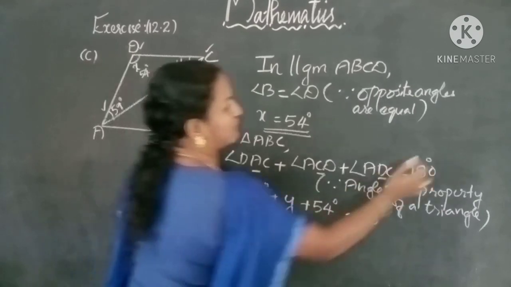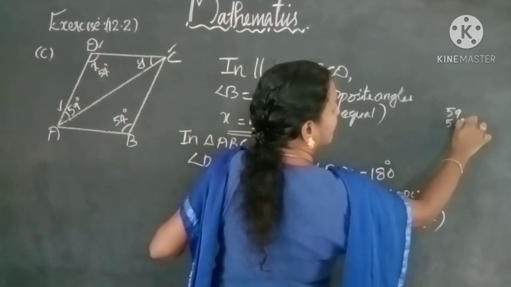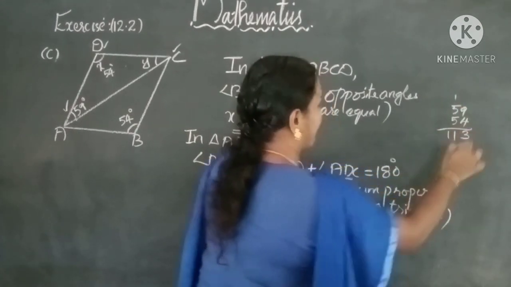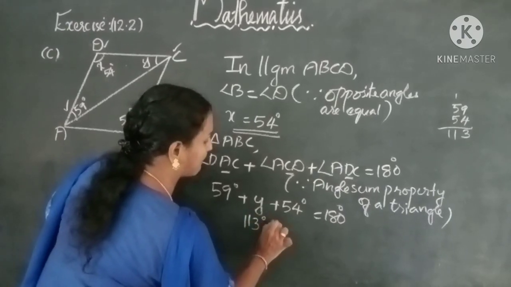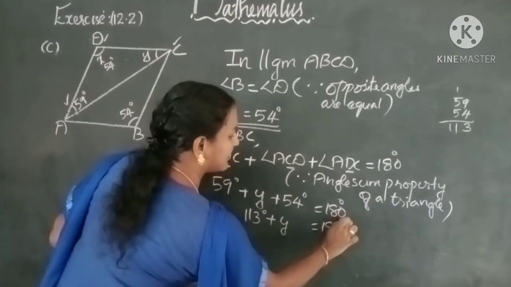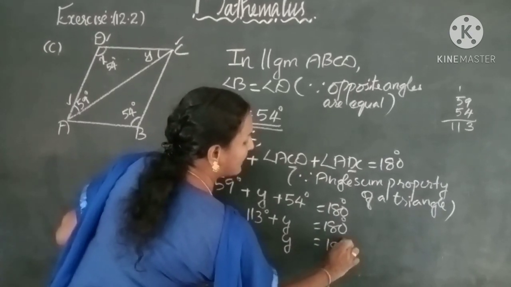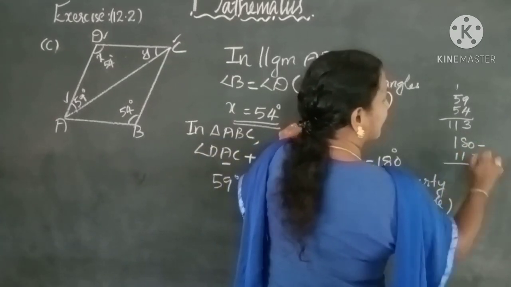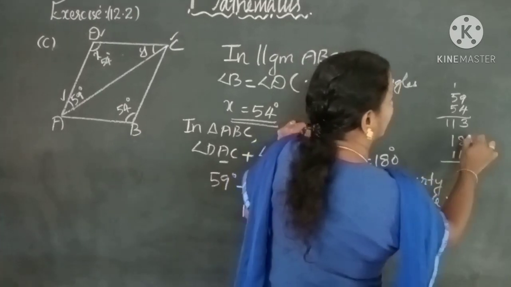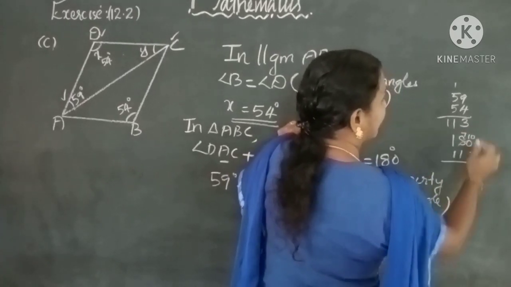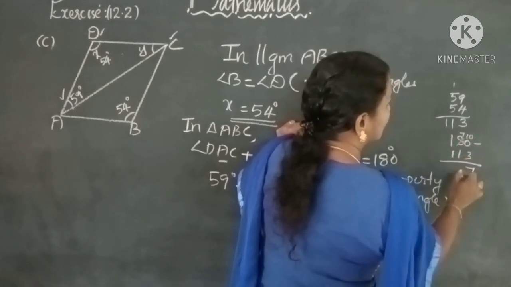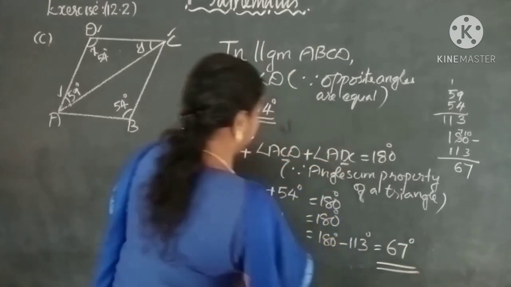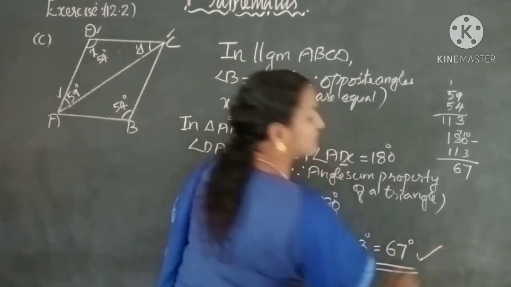Adding 59 and 54: 9 plus 4 is 13, carry 1, 5 plus 5 is 10, 10 plus 1 is 11. So 113 plus y is equal to 180. Y is equal to 180 minus 113. Here 0 minus 3 is not possible, so borrow 1 and make it 10. 10 minus 3 is 7. 7 minus 1 is 6. So it is equal to 67 degrees. So x is equal to 54 and y is equal to 67.